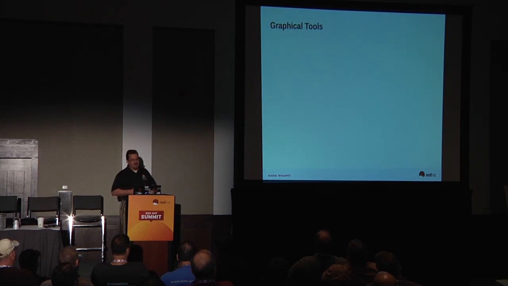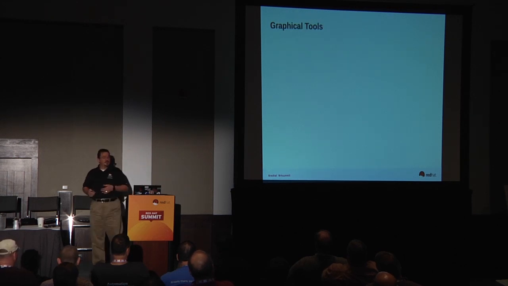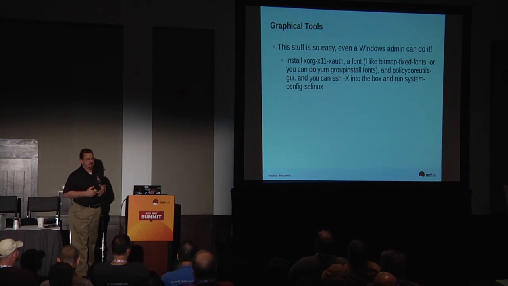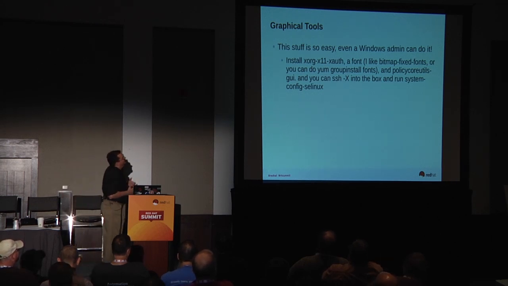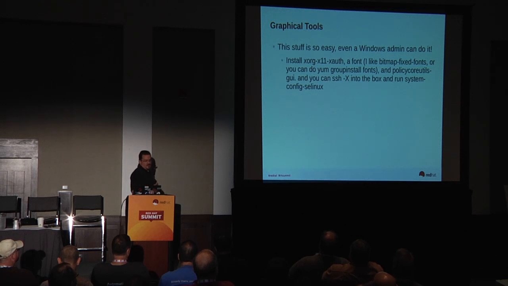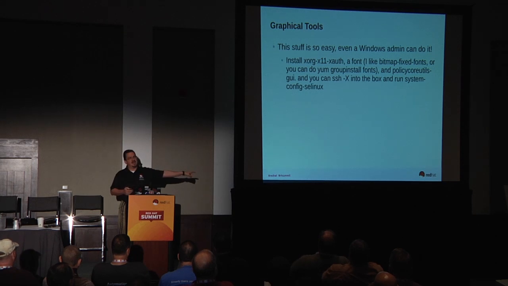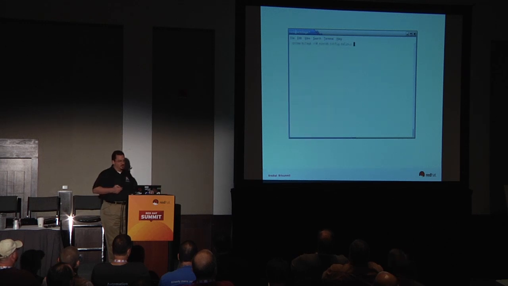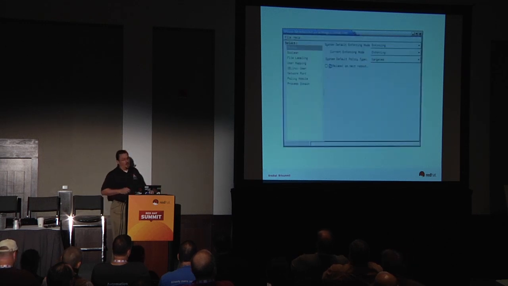It's fairly straightforward. Now, there are some graphical tools available. Even a Windows admin can do this. You can install Xorg, X11, Xauth, and a font. I like the bitmap fixed fonts, or you can just do yum groupinstall fonts, and policycoreutils-gui. If you install those RPMs, you can ssh -X into your machine, run system-config-selinux, and that's just the installation of the software. You run system-config-selinux, and voila.